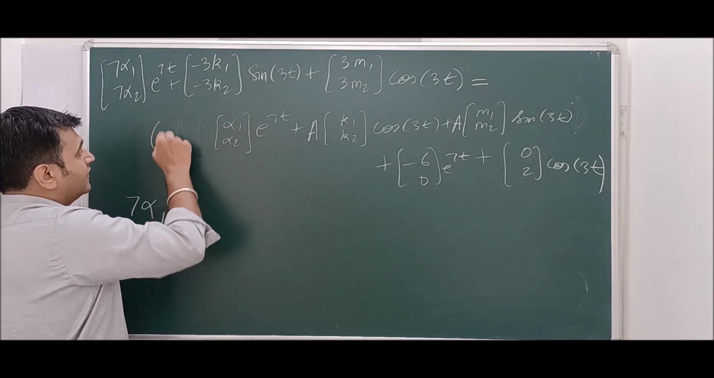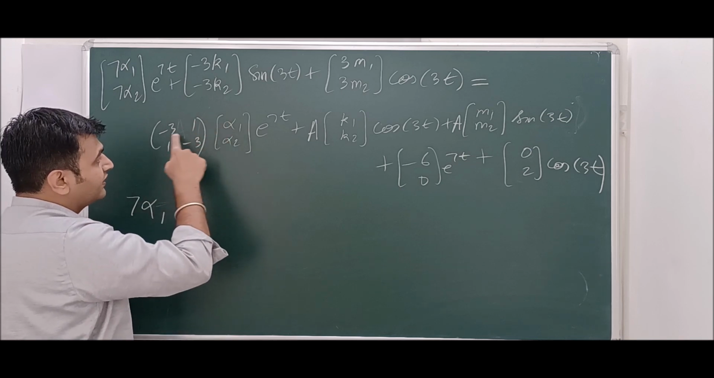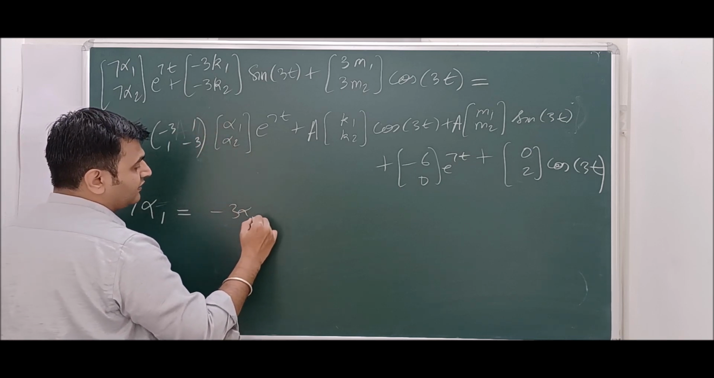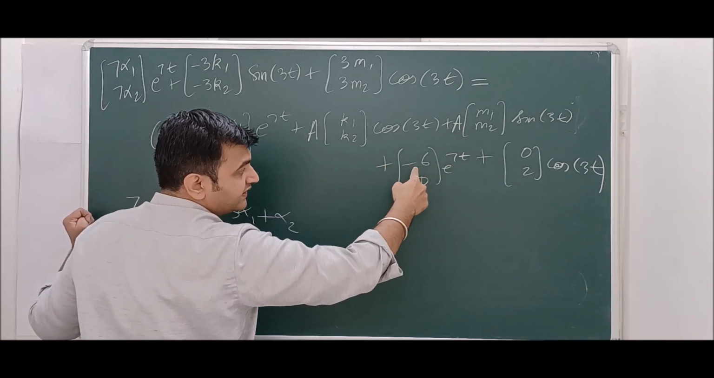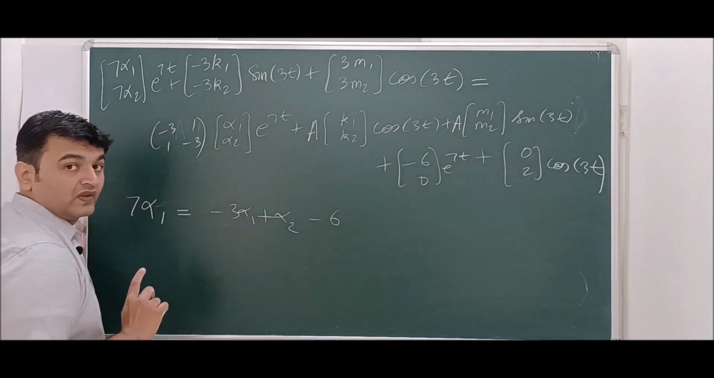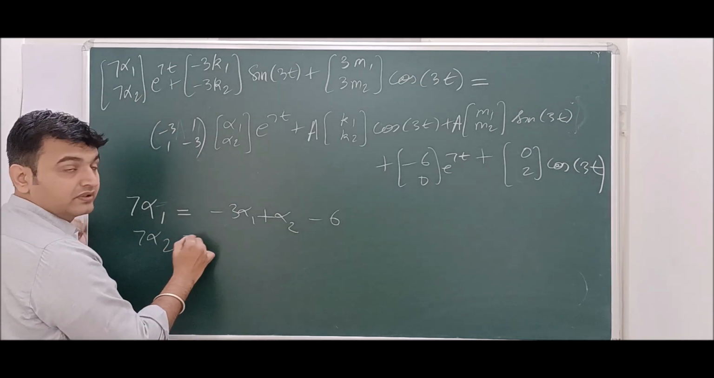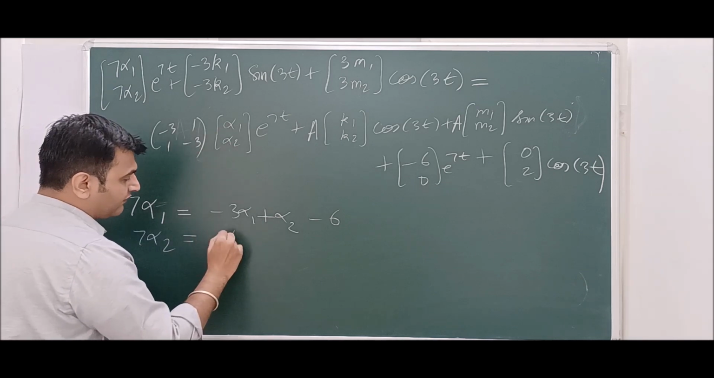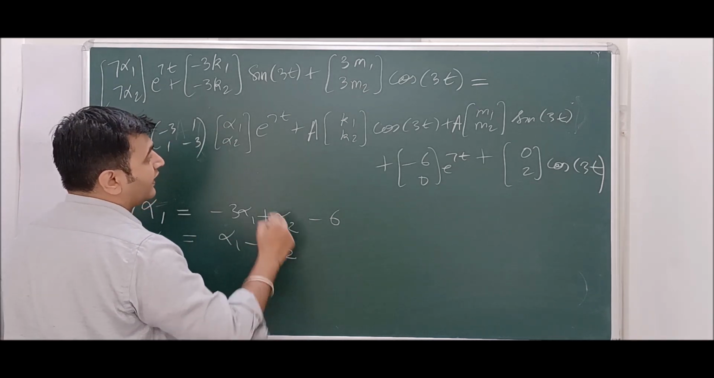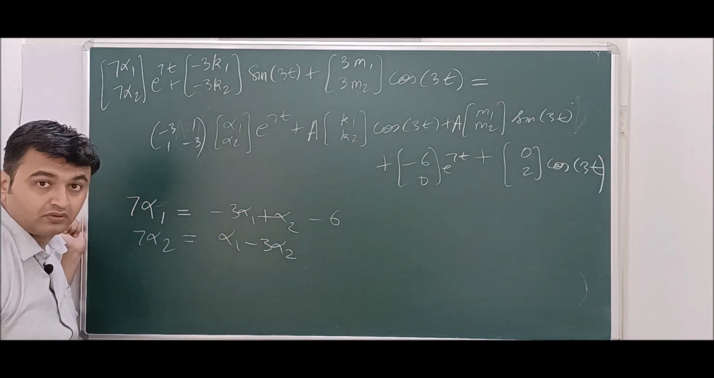What was my A? Minus 3, 1, 1, minus 3. So what is the first vector? Minus 3 alpha 1 plus alpha 2, and e raised to 7t is here, which is minus 6. What is the second coefficient of e raised to 7t? 7 alpha 2 equals, you have here alpha 1 minus 3 alpha 2, and then e raised to 7t is here, which is 0, so plus 0.